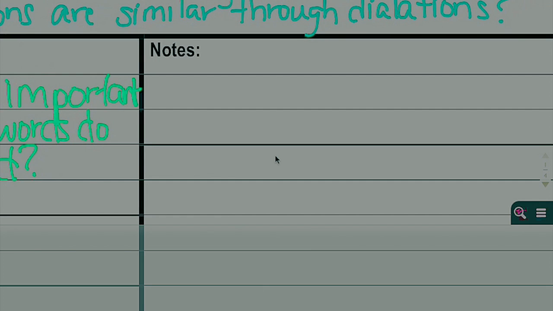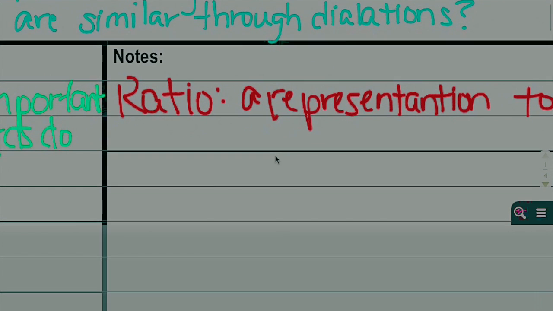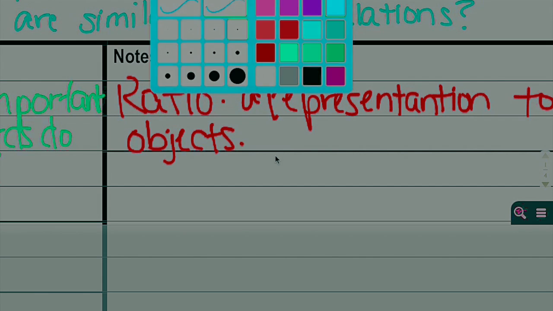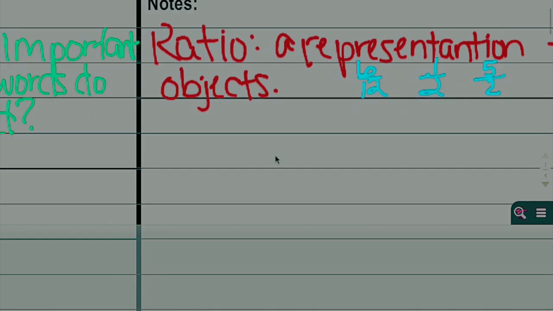The first one is going to be ratio. And we can say that a ratio is a representation to compare two objects. So like we did in class, an example, all of my examples are going to be in pink. We have 6/12, and 1/2 is another ratio, or 5/2.